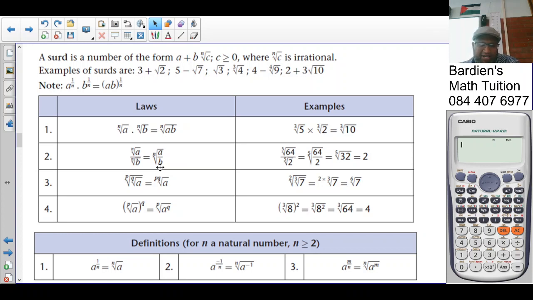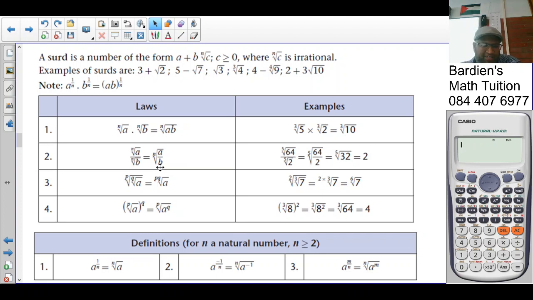Then we are given in law 3 that the p root of the q root of a can be written as the pq root of a. An example given is that the square root of the cube root of 7 can be written as the sixth root of 7.